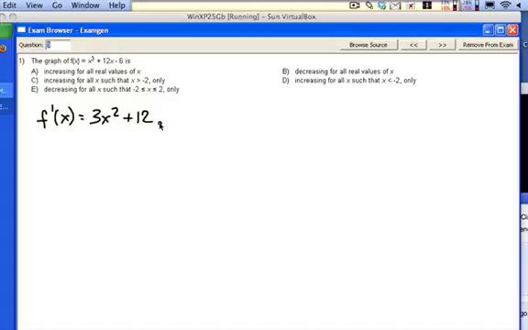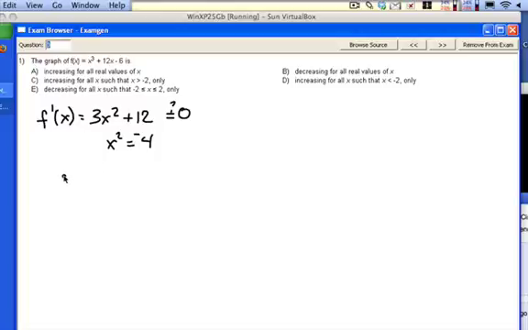Let's find a critical value first. When does that equal 0? It equals 0 when x squared is equal to negative 4: bring the 12 over, divide by 3. I don't believe that has a solution, does it? No, you can't take the square root of a negative number, so there are no zeros of f prime.